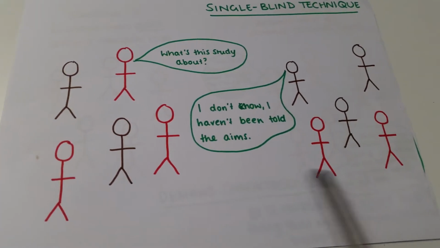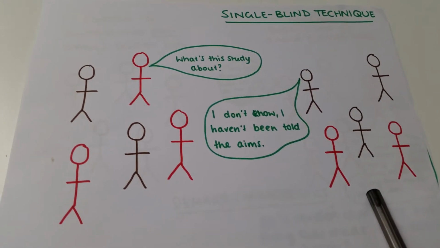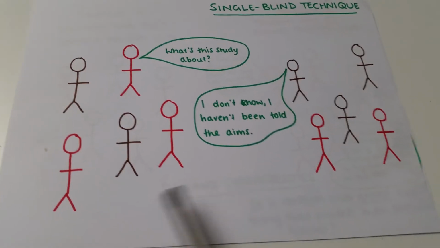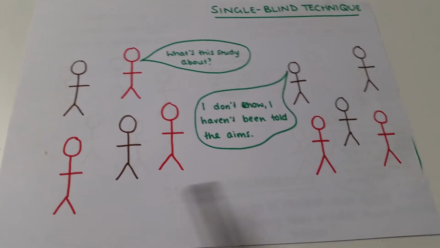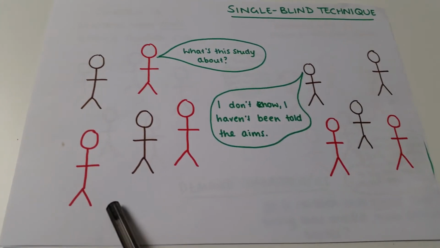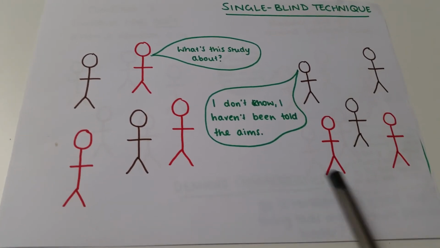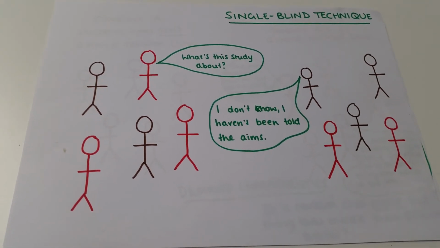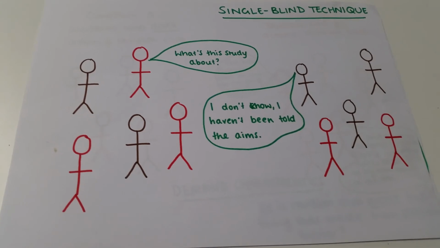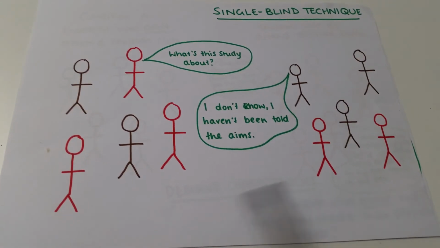And that means that neither group is going to try any harder because they want to meet the aims, and neither group is going to try to sabotage because they don't know the aims. Both groups are working naturally. They're doing what they would normally do in that situation. And that way I can be sure that it is the revision club and not demand characteristics that are affecting their performance.